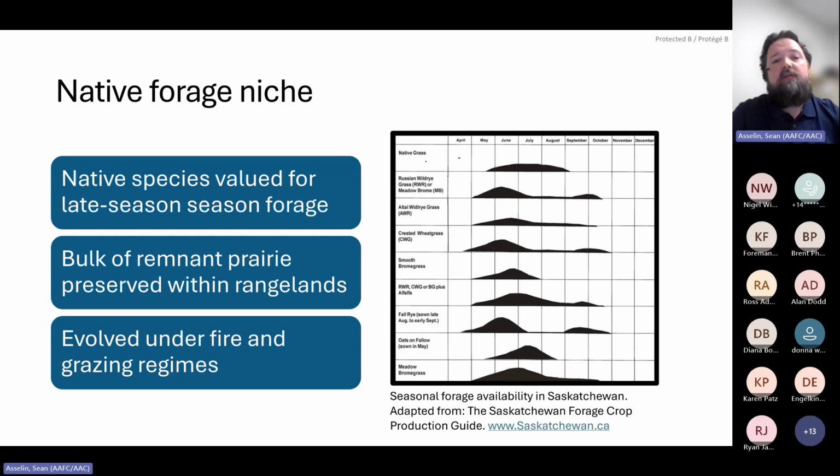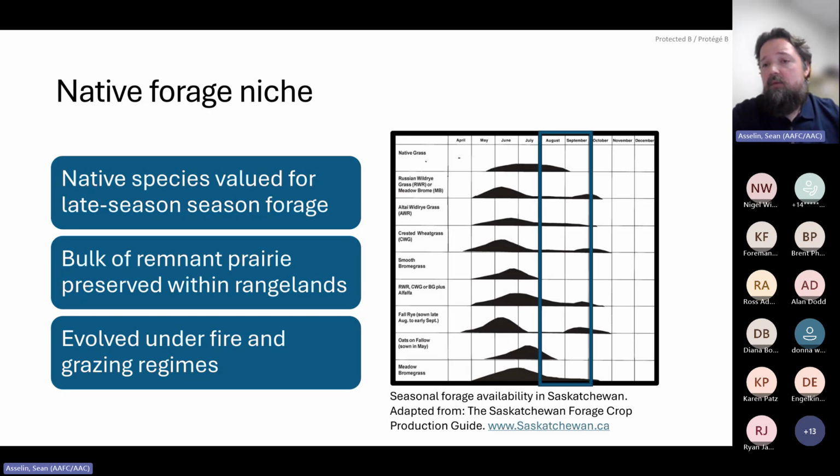In terms of the niche of native forages, they're valued for their late season productivity. The graph on the right side of the screen here shows common forage species grown in Saskatchewan, as well as a graph showing native grasses. This diagram shows the peak in productivity in grasses and introduced legumes. For the most part, many of our introduced species from Europe tend to have high productivity early in the growing season. But towards the middle to the end of the growing season, we enter into a summer slump of low productivity, which I've outlined here in the box.